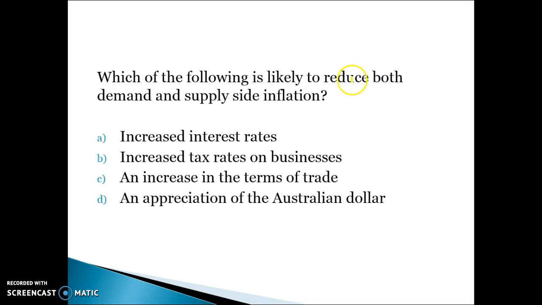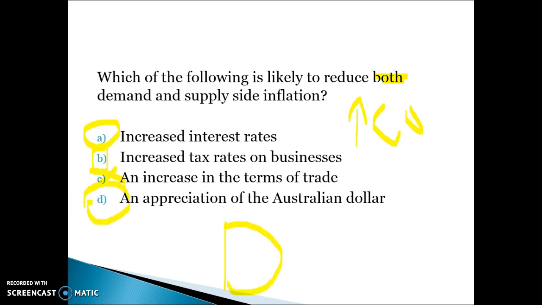Okay, so which of the following is likely to reduce both demand pull and supply side inflation? Is the correct answer interest rates increasing? No, because that will lead to higher cost of production, and that will shift supply to the left. Is it increased tax rates on businesses? No, because that's going to lead to higher costs of production for businesses. We haven't studied the terms of trade. An appreciation of the dollar will be the correct answer because that will lead to cheaper import prices and it will lead to an increase in demand for Australian goods and services.